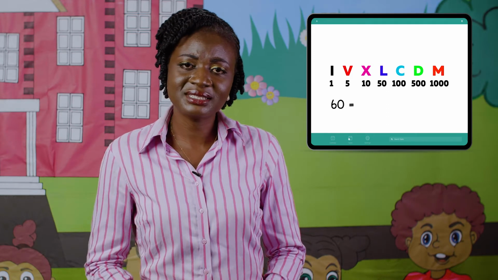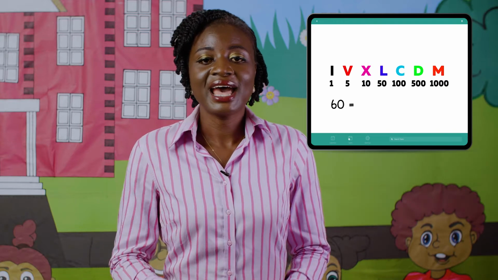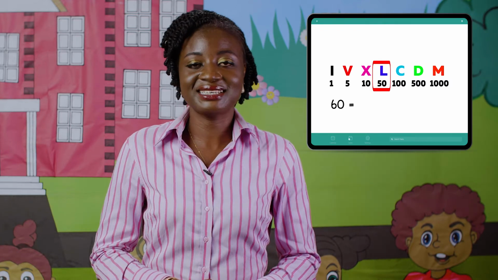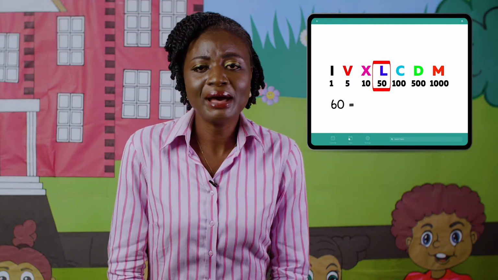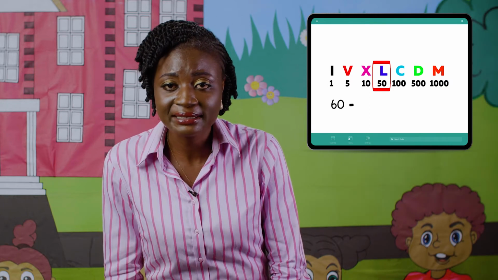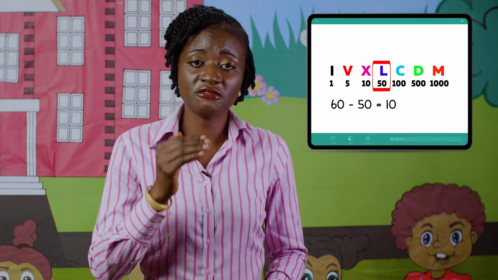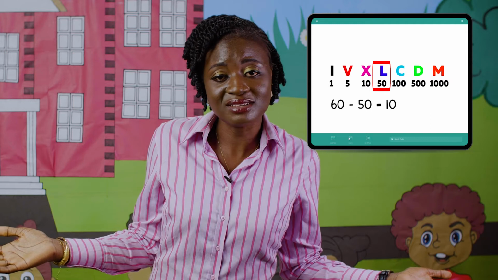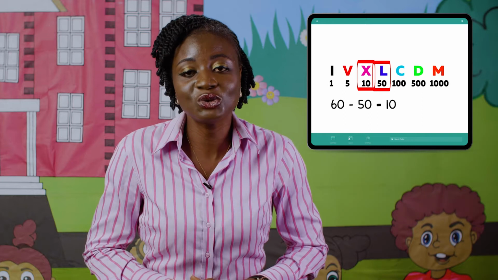I'm thinking about it. What key digit is closest to 60? I heard somebody say 50. You are correct. And what does 50 represent? L. Fantastic. So we are on our way in the right direction. Now I'm looking for the remaining 10 because I only have 50. And if I subtract 50 from my 60, I have 10. What is 10 in Roman numeral? Somebody said X. That person is absolutely correct.